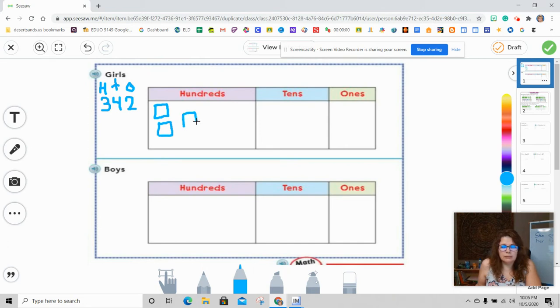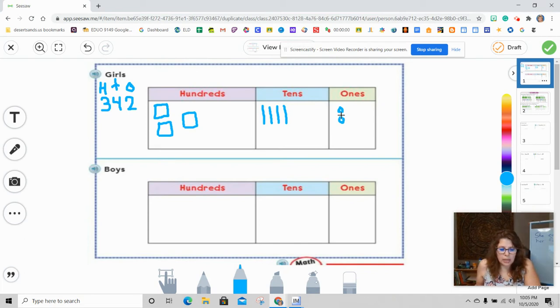Then I have in the tens place, as you see, I have four tens. Tens are represented as lines. That's 1 ten, 2 tens, 3 tens, 4 tens. And then the ones are represented like little circles, 1 and 2. Now I'm going to read the rest of the problem.